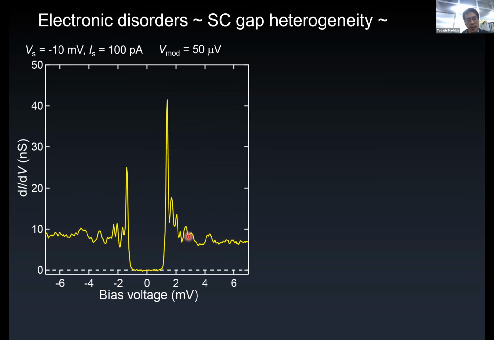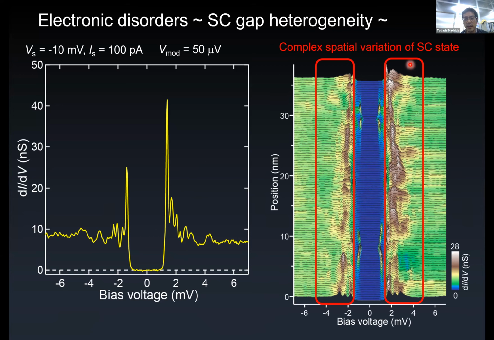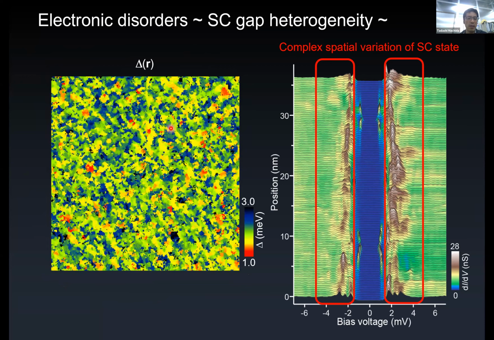To further investigate the spatial variation of these superconducting states, we take the line profile of the tunneling spectrum as shown here. We can see the very complex spatial variation of the superconducting states as shown by these red boxes like that. If we map out the local superconducting gap size as shown here, we can also confirm the very disordered state of the superconductivity.